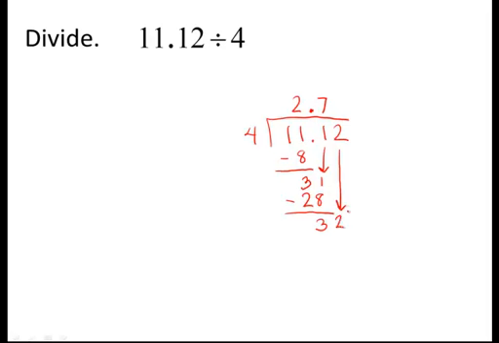4 goes into 32 8 times. 8 times 4 is 32. And I subtract to get a remainder of 0. So the answer to this question is 2.78.